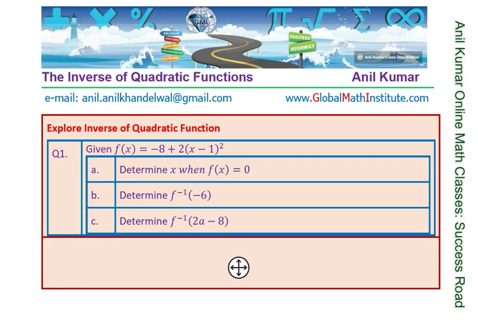I'd like you to do this particular question where you are given f of x is minus 8 plus 2 times x minus 1 whole square. I've taken a question which is very similar to our example. You need to find when is f of x equals to 0. That means the x-intercepts, right? F inverse of minus 6 and an expression kind of f inverse of 2a minus 8 for this particular question. So I hope this practice question will help you understand what we just did in this video.